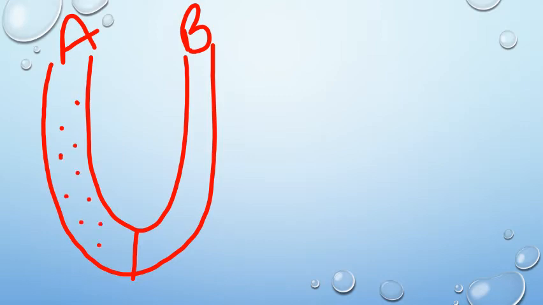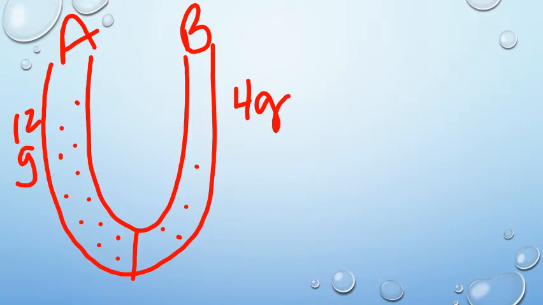All right, let's try another one. Let's make up another problem here. So here's my U-tube, and here's my membrane. And let's give myself some particles. I'm going to call this side A and this side B. And let's see, 1, 2, 3, 4, 5, 6, 7, 8, 9, 10, 11, 12. All right, I got 12 glucose over on this side. 1, 2, 3, 4. I have 4 glucose over on this side.